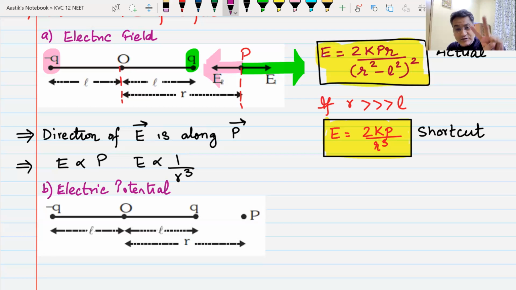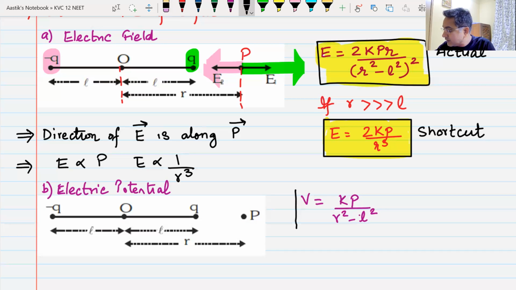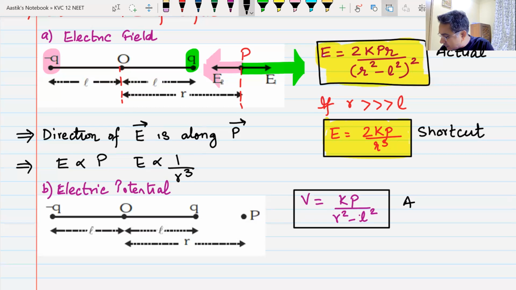Potential of point P. Again, you will have two formulae for potential. One is the actual formula and one is the formula where r is very, very large compared to L. The first formula is like this. Potential at point P is given by kp upon (r² − l²). Remember, this is the actual formula which is valid everywhere. But again, I can have a shortcut formula.